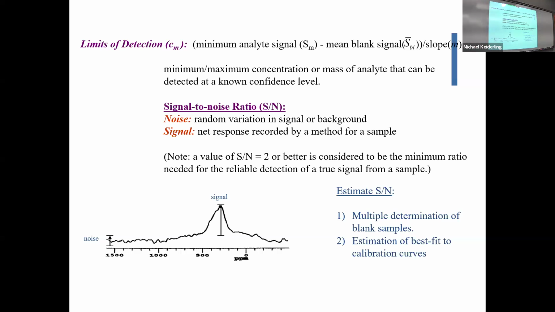So you can estimate signal to noise by doing multiple determinations of blank samples and estimation of best fit calibration curves. See here, you can see this is the signal, this is the noise. You can see the signal is more than twice the noise. One of the ways you can improve signal to noise ratio is taking a bunch of repeated measurements and averaging them, because it tends to reduce the noise and increase the signal.